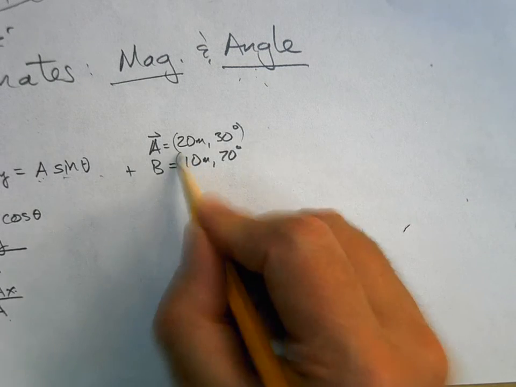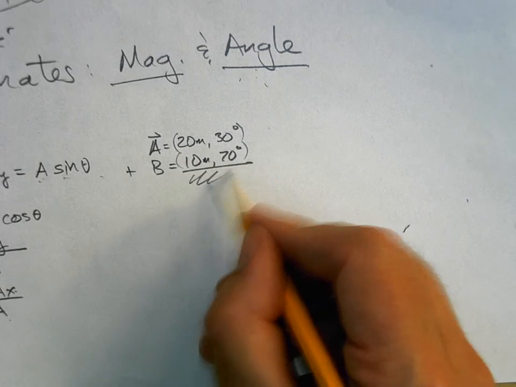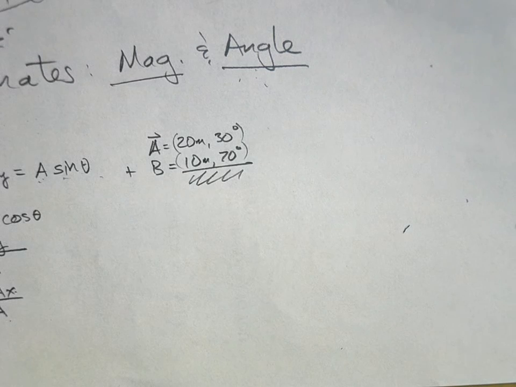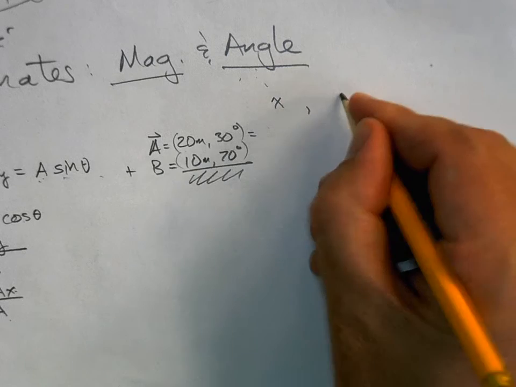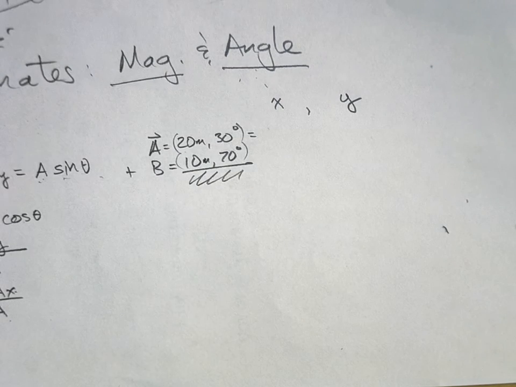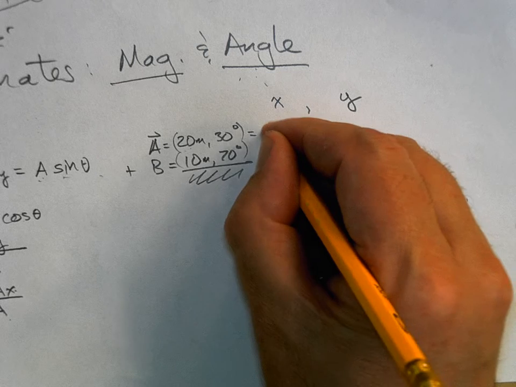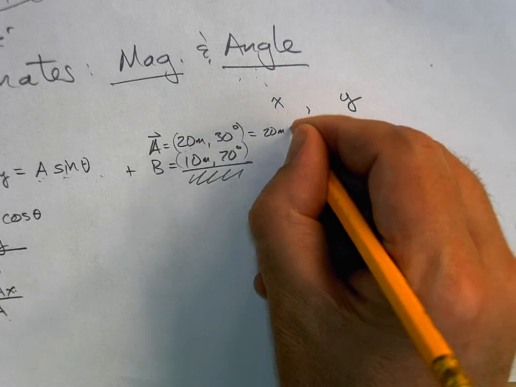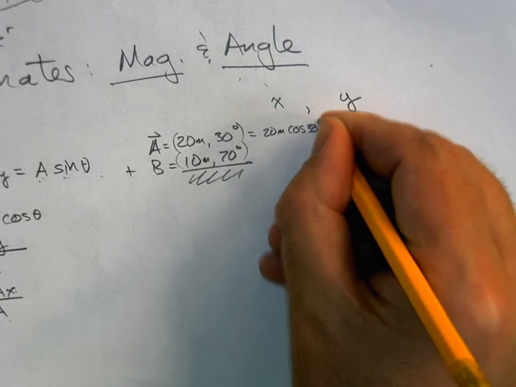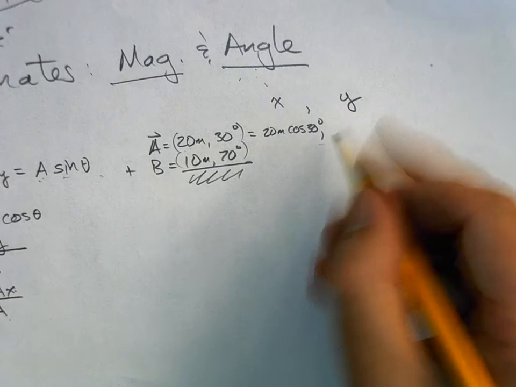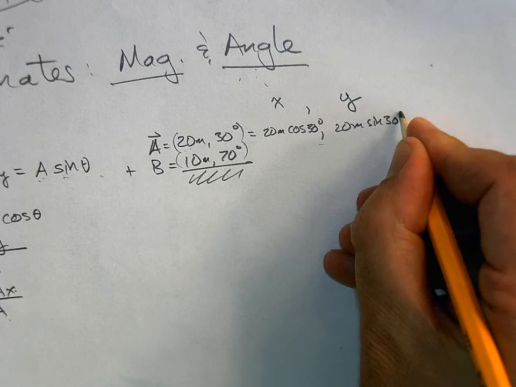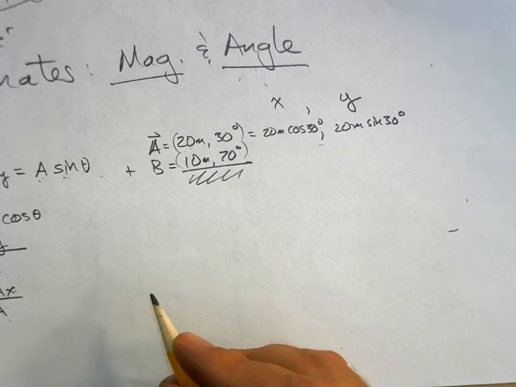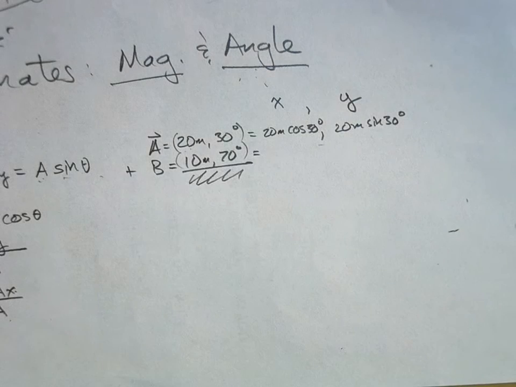Again, when you do this and go blah, blah, blah, don't even try to add them. So what do I have to do? Well, I want the x component and the y component stacked together like this. So this is going to be 20 meters times the cosine of 30 degrees. That's my x component. And then my y component is going to be 20 meters times the sine of 30 degrees, right? And that's going to be vector A in x and y components.